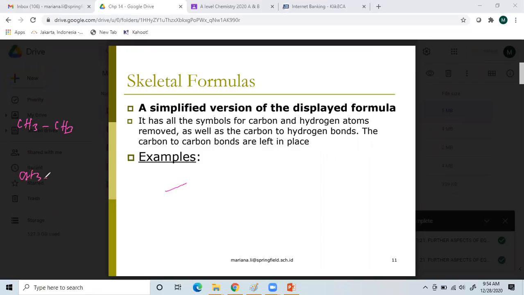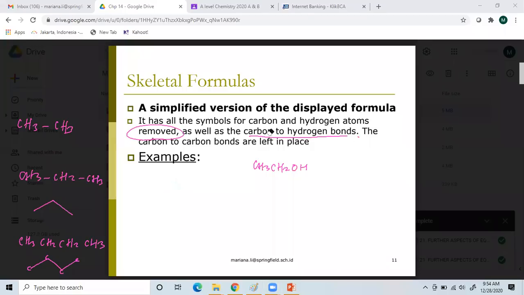How about propene, CH3, CH2, CH3? Propene would be like this. How about butene, CH3, CH2, CH2, CH3? Okay. All the symbols for carbon and hydrogen atoms removed, as well as the carbon to hydrogen bonds. The carbon to carbon bonds are left in place. So this shows you about carbon-carbon bonds actually. Carbon-carbon-carbon-carbon, only carbon-carbon bonds.